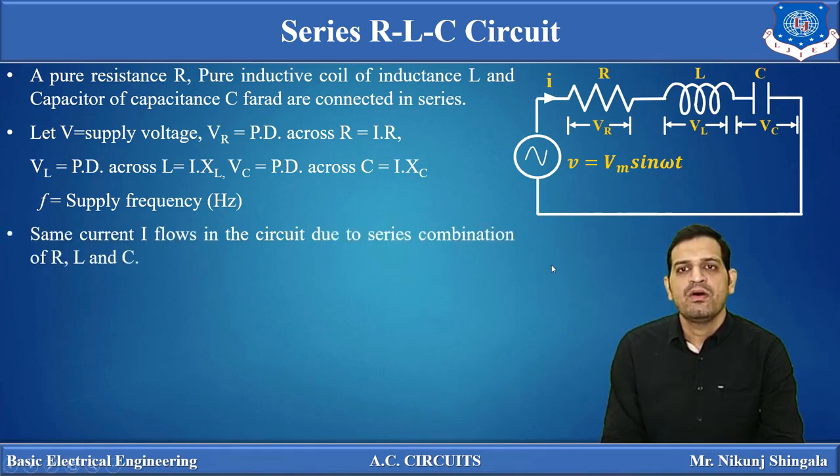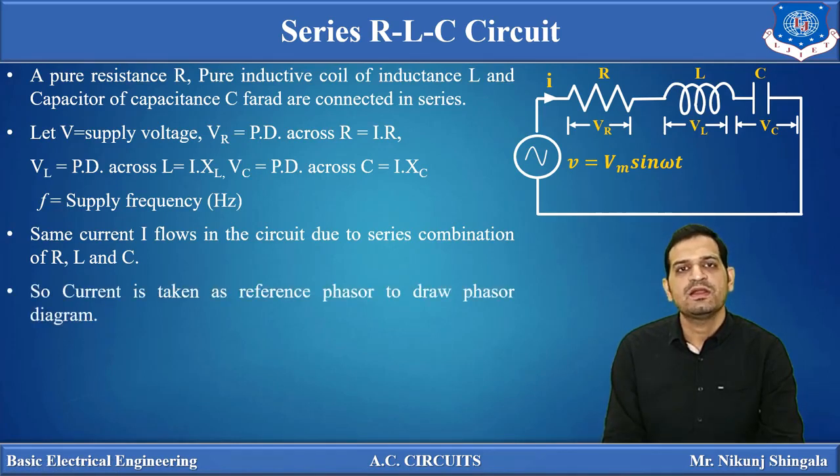Now, all these three elements are connected in series. The same current will flow through all these elements, and as the same current is flowing, we have to take some reference quantity whenever we draw the phasor diagram. Here we have a total of four quantities: I, VR, VL, VC. So current will be taken as the reference phasor because it is common to all three elements.